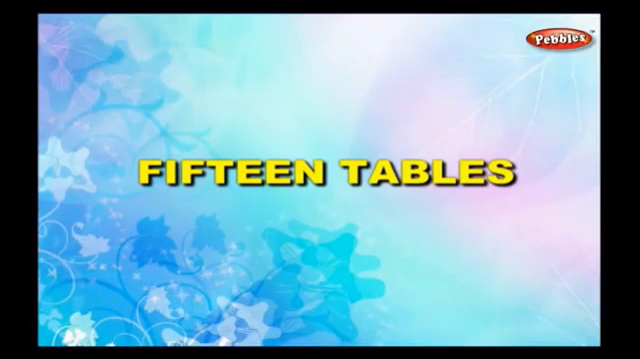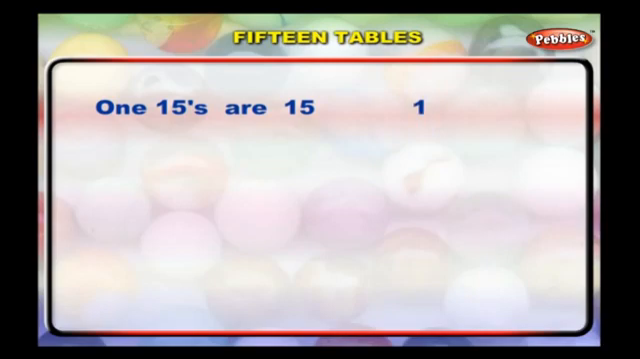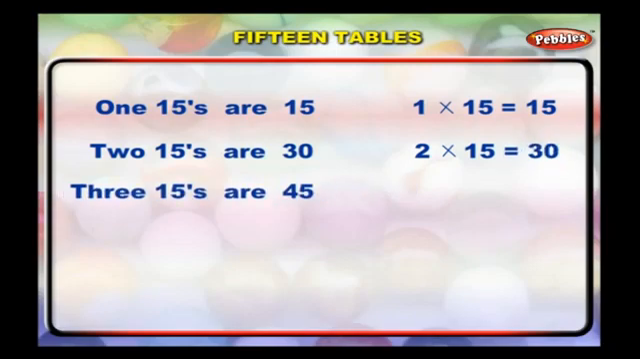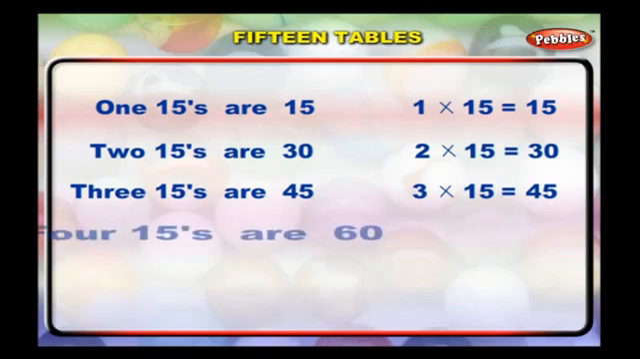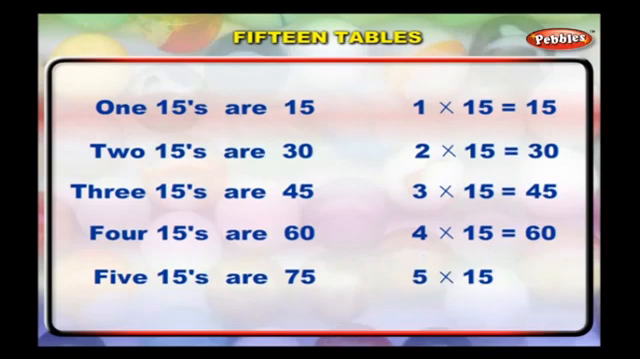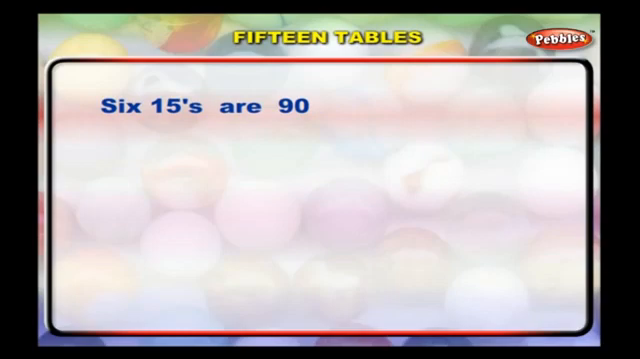15 tables. 1 15 is 15. 2 15s are 30. 3 15s are 45. 4 15s are 60. 5 15s are 75. 6 15s are 90.